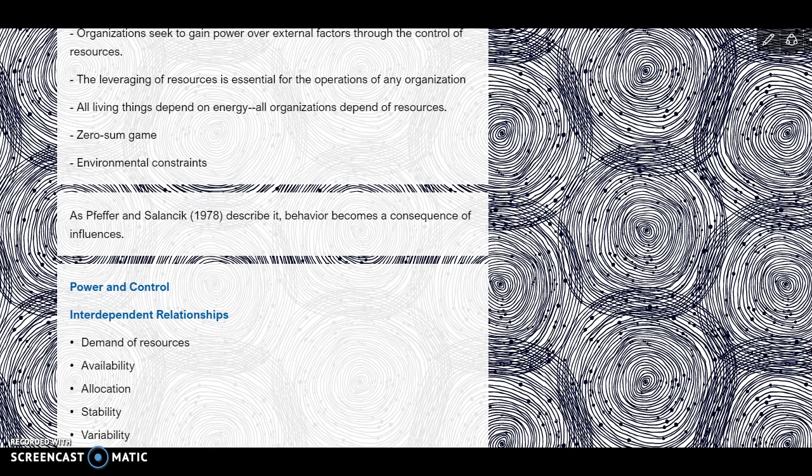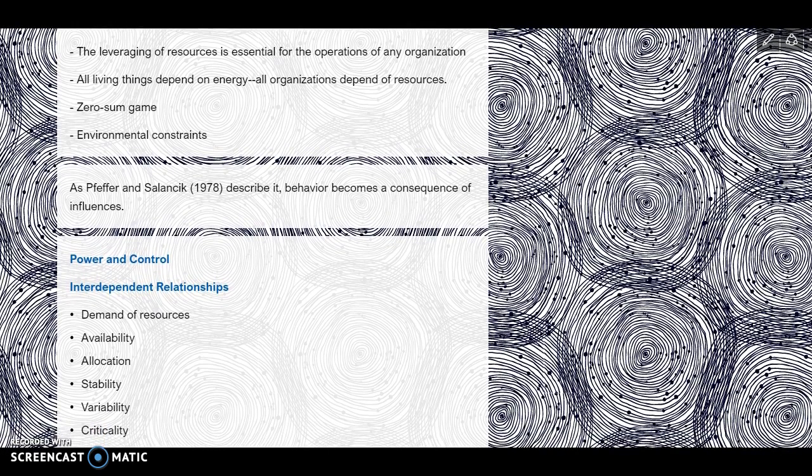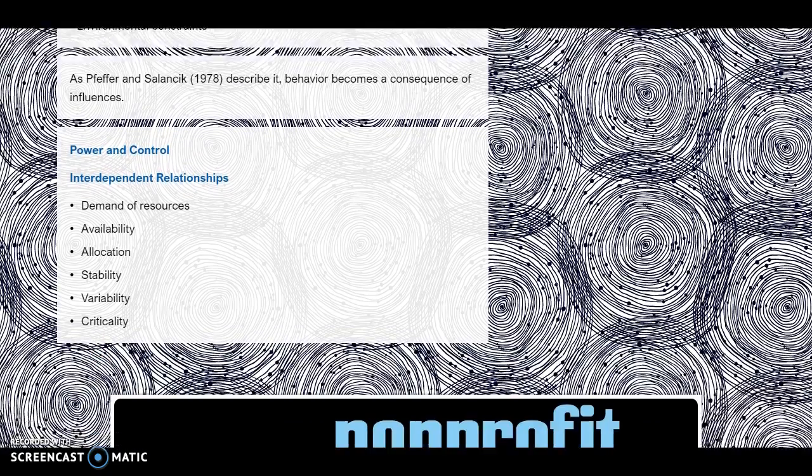Interdependence and power will depend on many factors, such as the demand of resources, customers and their demand being the most important resource, the availability of critical resources, and the allocation, stability, variability, and criticality of resources.